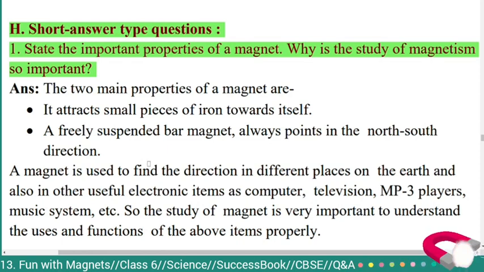Answer, the 2 main properties of a magnet are, it attracts small pieces of iron towards itself. A freely suspended bar magnet always points in the north-south direction. A magnet is used to find the direction in different places on the earth and also in other useful electronic items such as computer, television, MP3 players, music system, etc. So the study of the magnet is very important to understand the uses and functions of the above items properly.